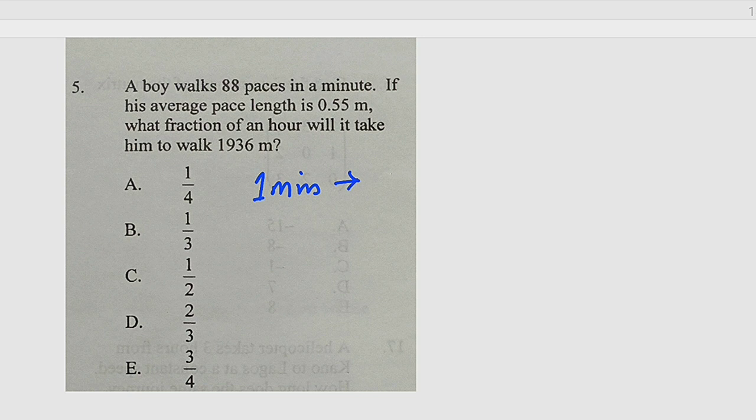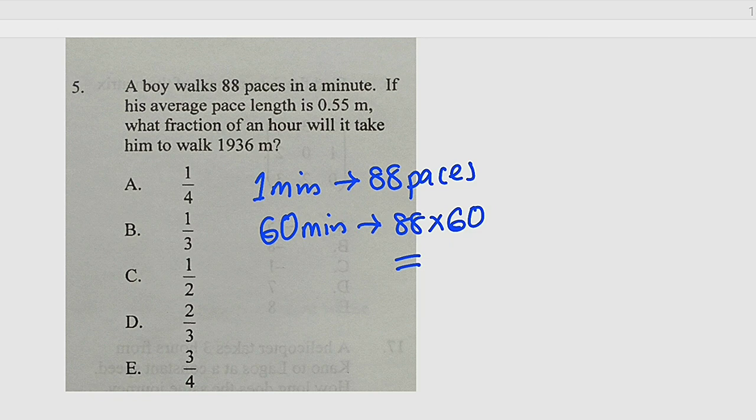It took him what? How many steps? 88 steps. So what about 1 hour? 1 hour, you know, is 60 minutes. So in 60 minutes, it will be more than this. So to find out the number of paces, it will be 88 multiplied by 60. And this will be 5,280 paces in just 1 hour.